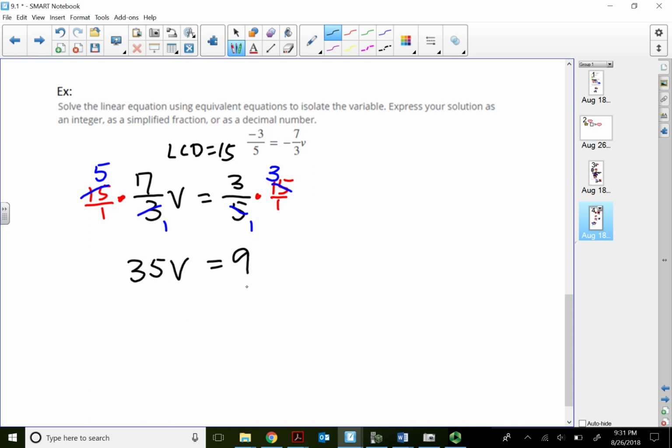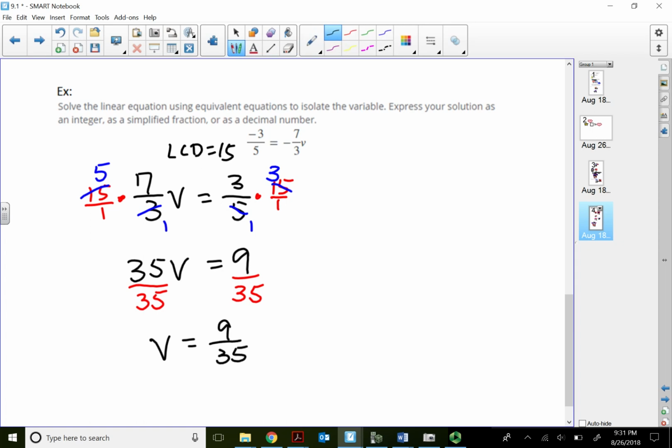So now I've got two terms with no denominators because I just cleared the fraction. So divide both sides by the coefficient 35. My answer, v equals 9 over 35.